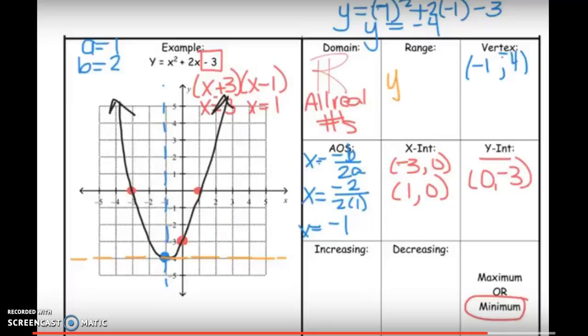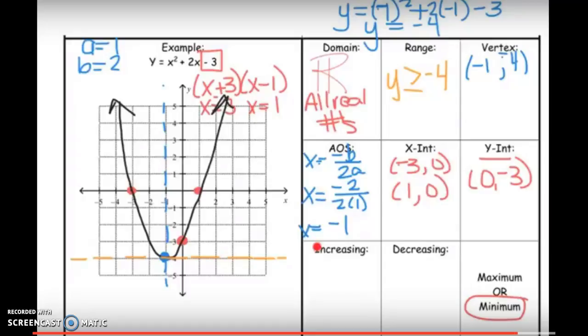So my range is y is greater than or equal to -4, because it includes -3, -2, -1, 1, 2, 3, 4. This number here and this number here are always going to be the same, just like the x value of the vertex and the axis of symmetry are the same.